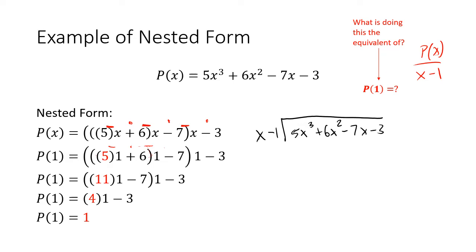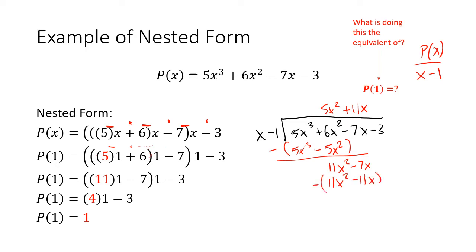So real quick, let's do this. We'd have x goes into 5x cubed, 5x squared times. So 5x cubed minus 5x squared. And so subtract. We'd have 11x squared minus 7x. That would be plus 11x. Then we'd have 11x squared minus 11x. Subtract. Here that would be a 4x, right? 4x minus 3, and then it will go in 4 times, so plus 4. 4 times x, 4x minus 4. Subtract, that would be 1.